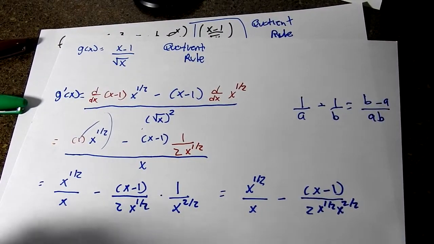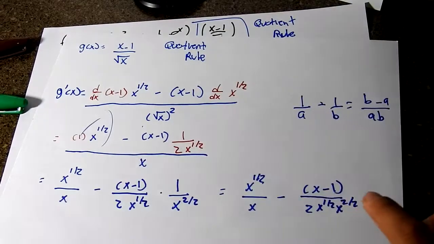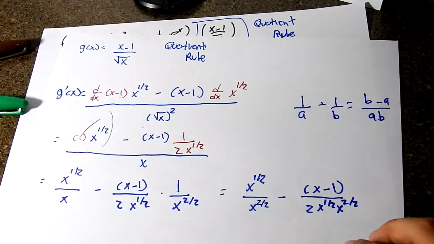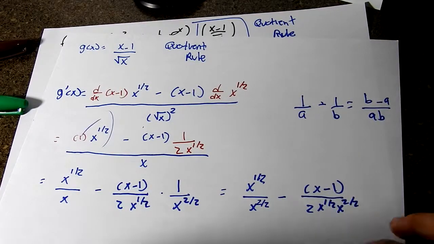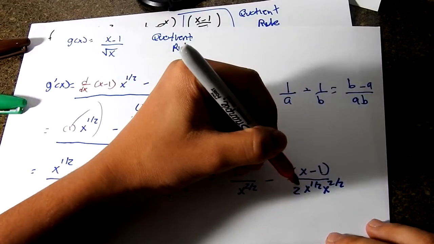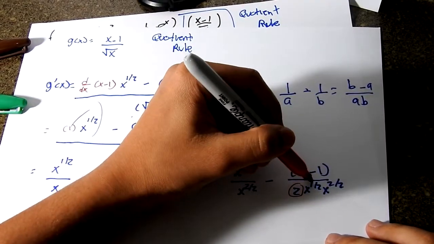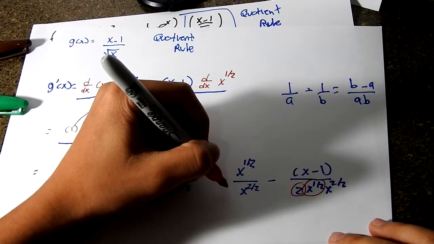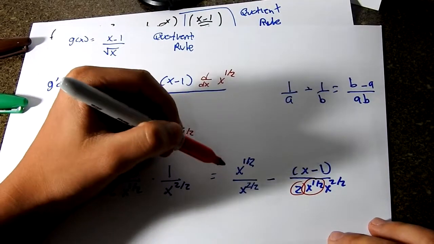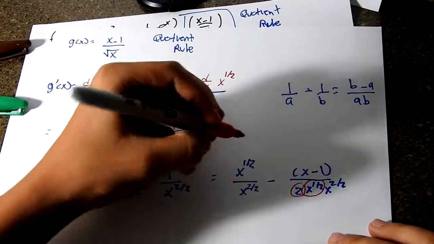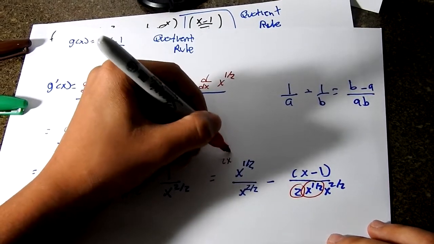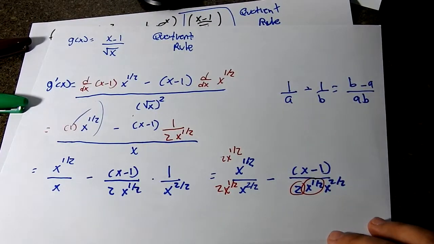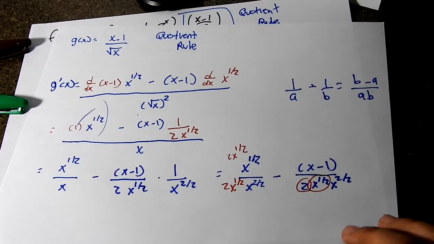So what am I missing in this fraction to have the same denominator? I'm also writing this x to the 2 over 2 as x to the 1. So to have the same denominator, I'm missing a 2, and I'm missing an x to the 1/2. So I'm going to multiply 2x to the 1/2 on the numerator and on the denominator. So we have 2x to the 1/2 and then 2x to the 1/2. So now I have the same denominators, I can combine them.